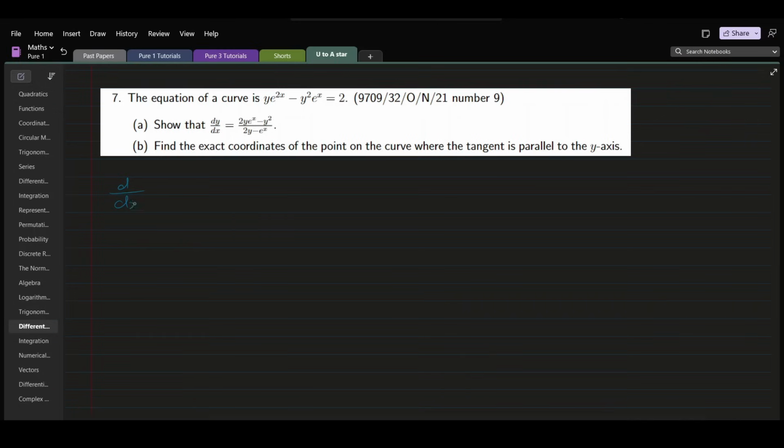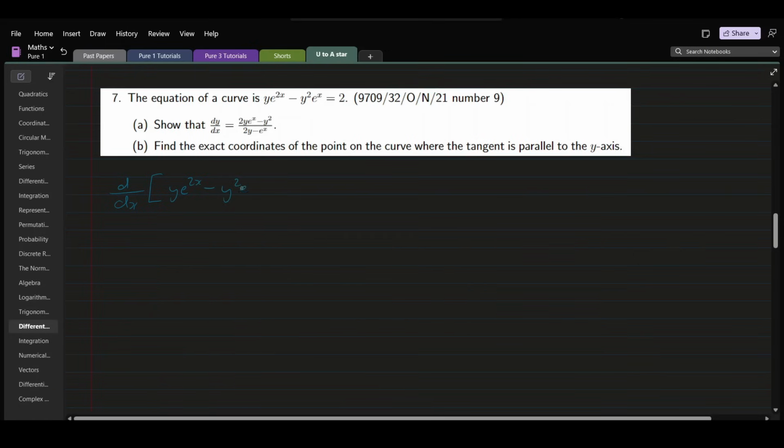So that becomes d/dx of y e to the 2x minus y squared e to the x is equal to 2. Let's start with the first term. We'll use the product rule. Let's hold y and differentiate e to the 2x, you get 2e to the 2x. Then let's hold e to the 2x and differentiate y, you get dy/dx.